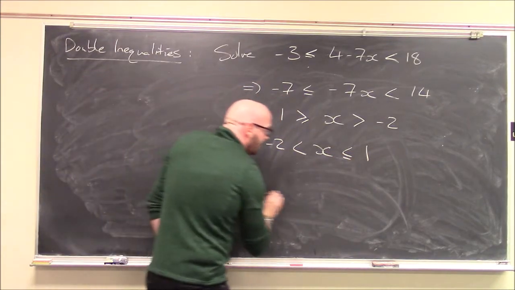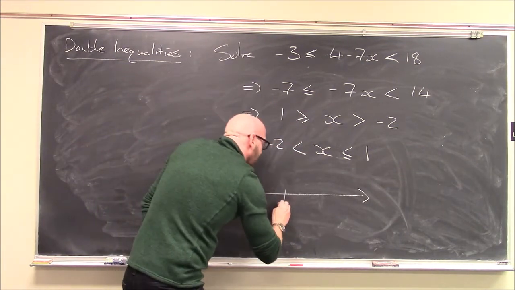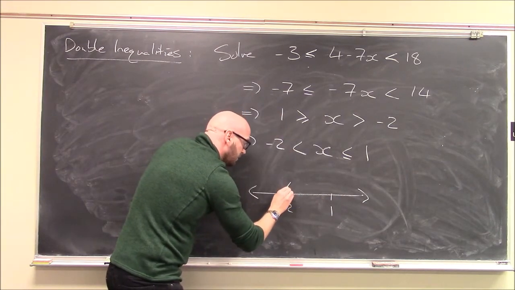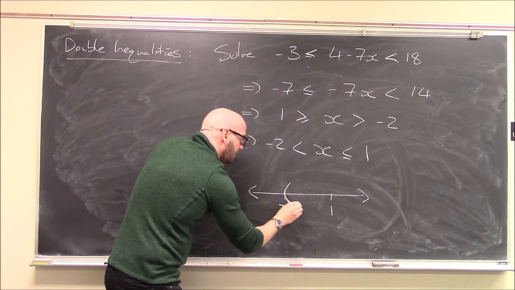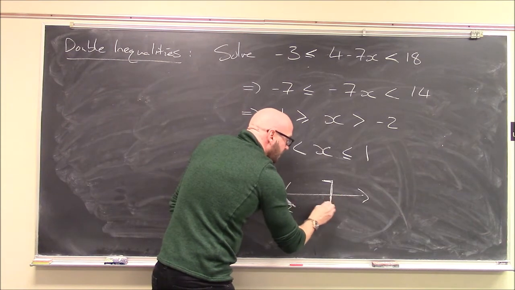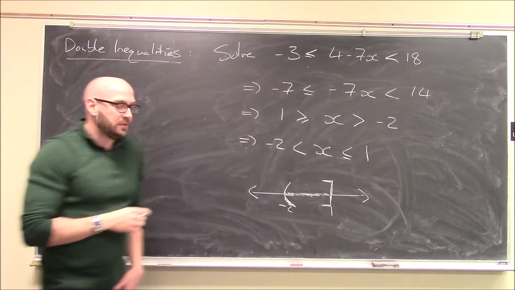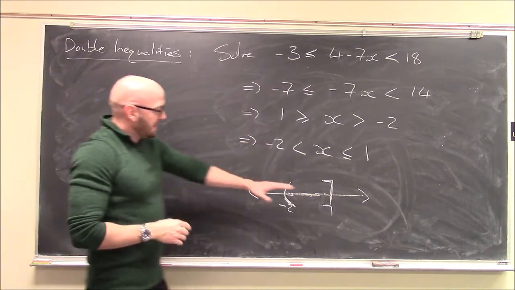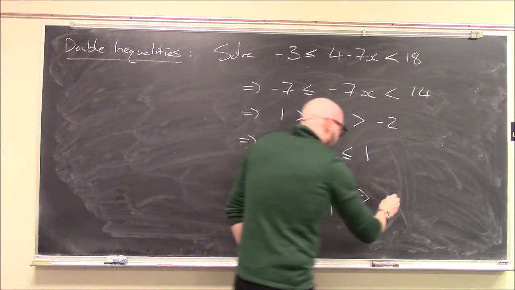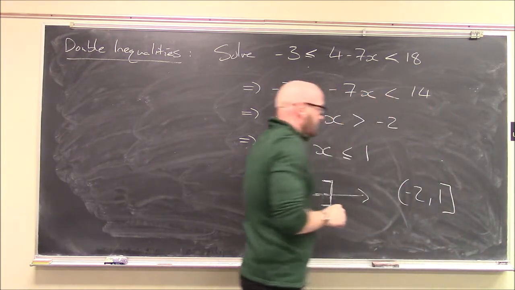So if I were to plot this on a real number line, which is something the homework will often ask you to do, we're looking for everything between minus 2 and 1, not including minus 2, so strictly bigger than minus 2, so I'm going to put a round bracket there. But it does include positive 1, so I'll put a square bracket there. And this is our interval. So everything in this interval on the real number line is a solution to this double inequality. And if I were to write this in interval notation, this would just be minus 2 to 1 with a square bracket on 1.